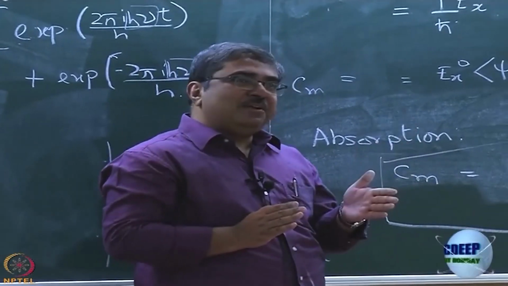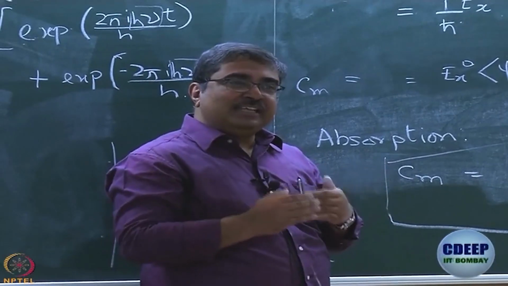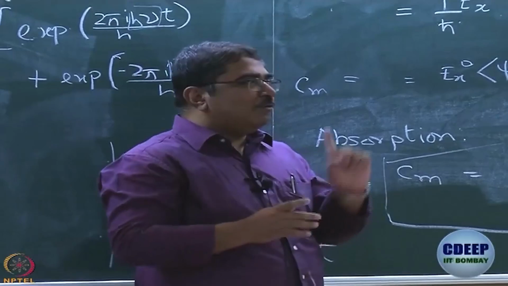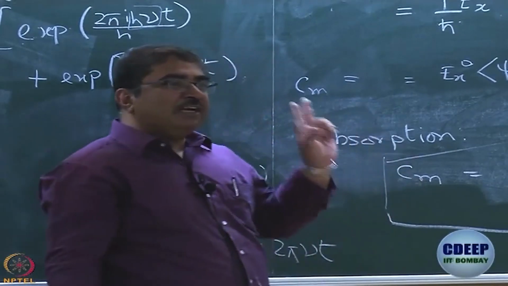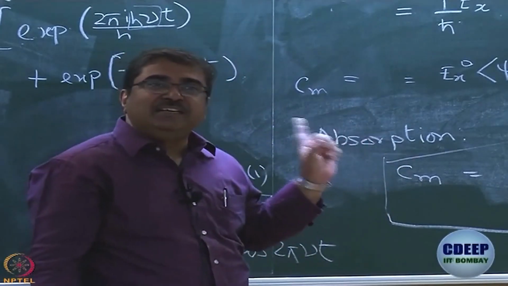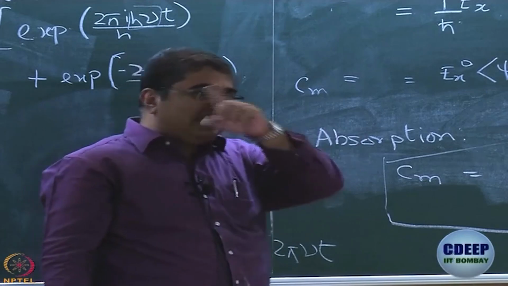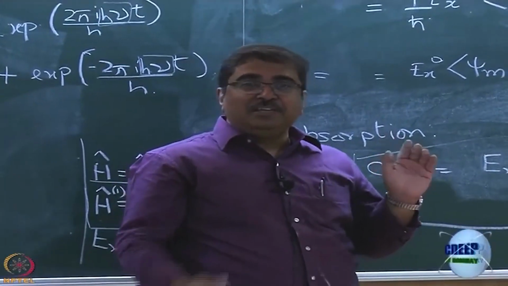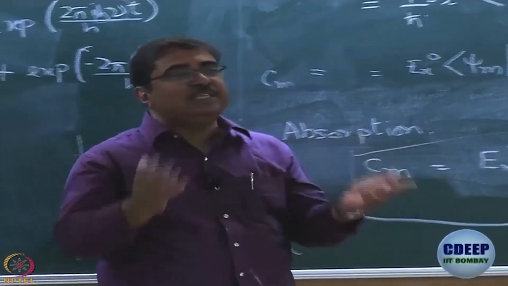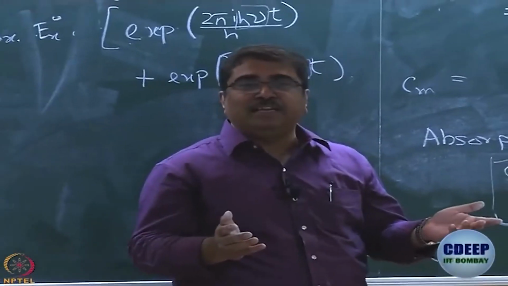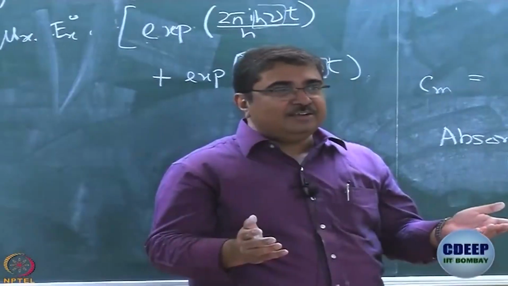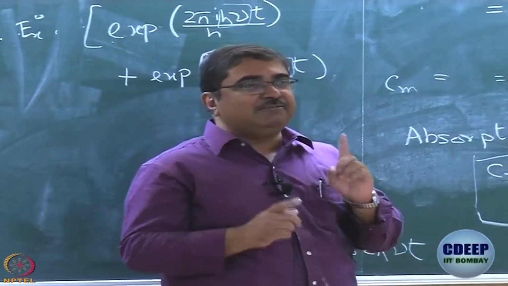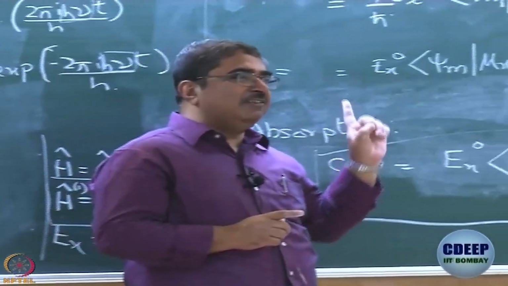And then we are going to reach another important observation. What have we learned today? Let us summarize. We have learned two things. We have understood where the transition moment integral comes from, and we have understood that Cm is 0 if the transition moment integral is equal to 0. Cm equal to 0 means there is no mixing of states brought about by light, or in other words, there is no transition brought about by light. That is the first important thing that we have learned.